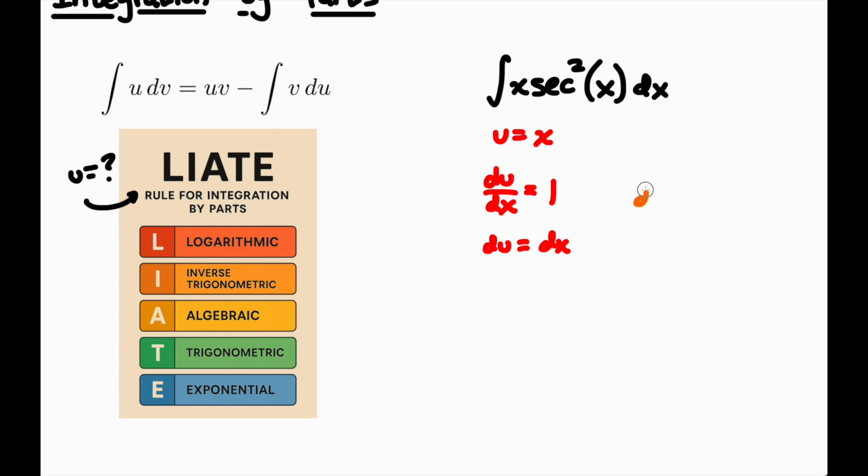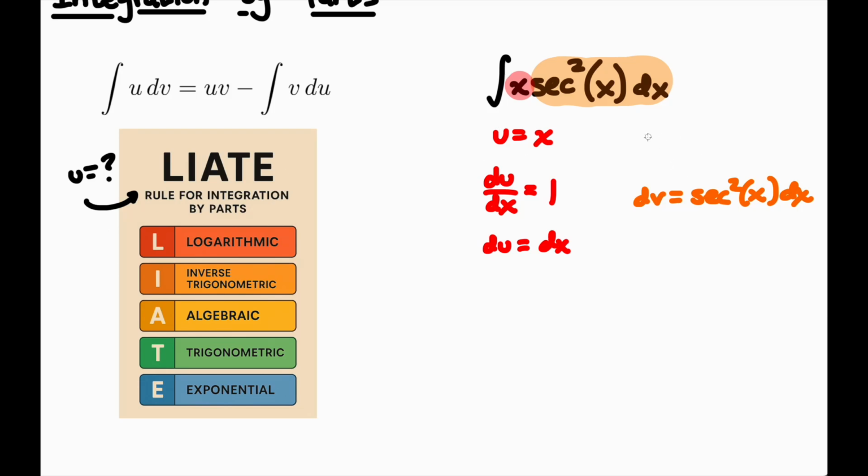So I'm going to write dv, in this case, is going to be equal to secant squared x dx. I'm going to highlight this really quick just so you can keep track of everything. And then our u, in this case, is our x. So everything is substituted with those same colors.